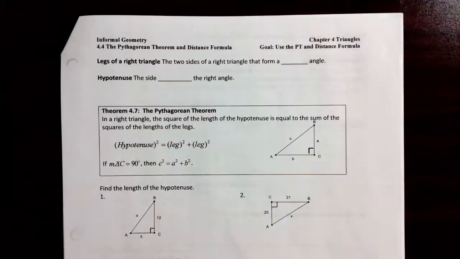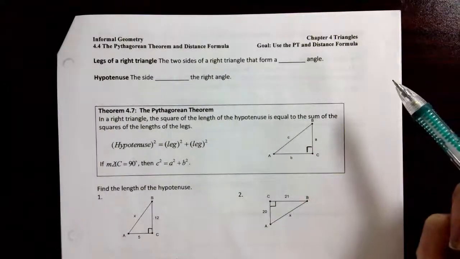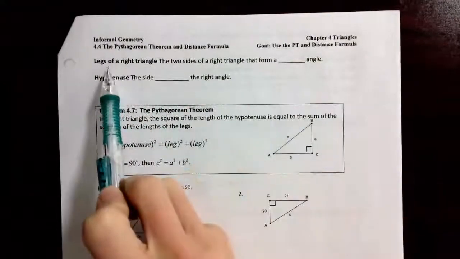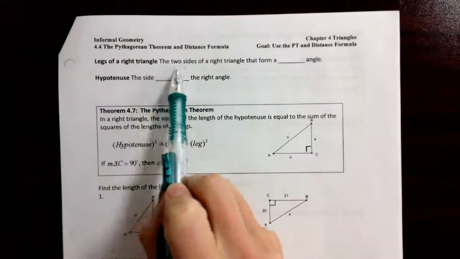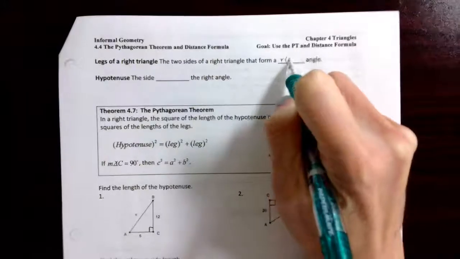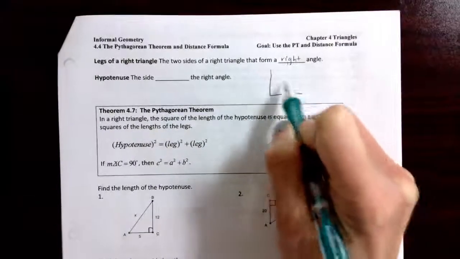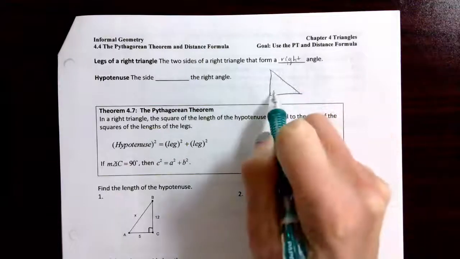Okay, so today we talk about the Pythagorean theorem. Use the Pythagorean theorem to find the lengths of sides of triangles. Legs of a right triangle are two sides of a right triangle that form a right angle. So if I just sketch in a right triangle here, I have to have a right angle on there.